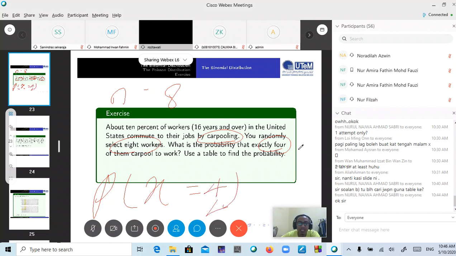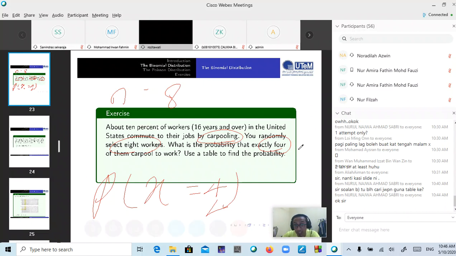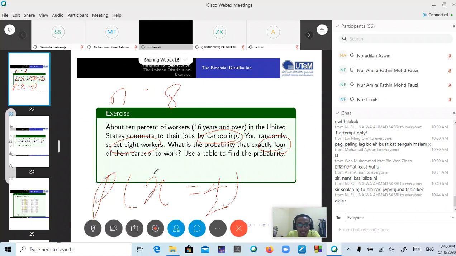Okay. So macam mana kita tahu dia adalah binomial distribution? Sebab dia hanya ada 2 outcome. Whether they carpool or they not carpool. Okay. And then it's given to you carpool. Okay. 10% ni probability dia. 10% the worker in the United States carpool.